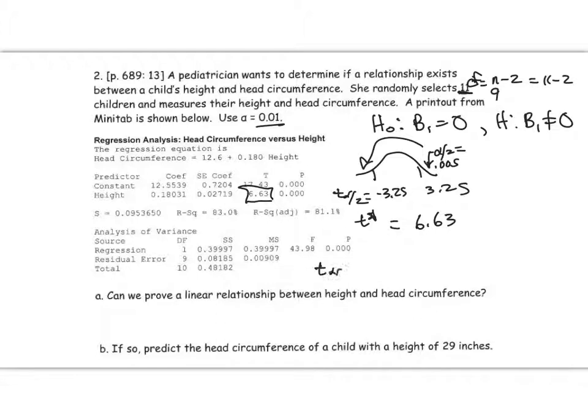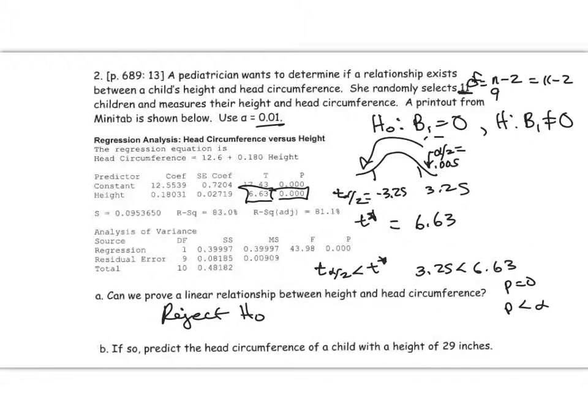So when I compare, t alpha over 2 is less than my critical value. 3.25 is less than 6.63, which leads me to reject my null hypothesis. That means that since the slope is not 0, there is a significant linear relationship between height and head circumference. And just as a double check, p equals 0, that's definitely less than 0.005.